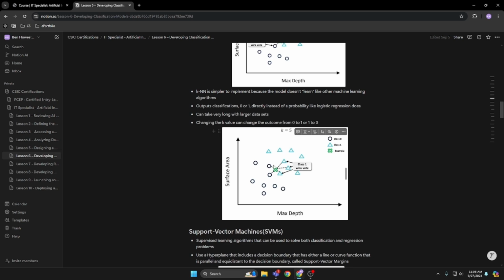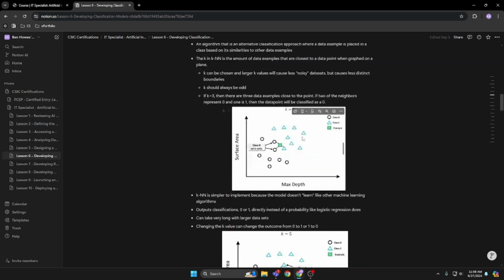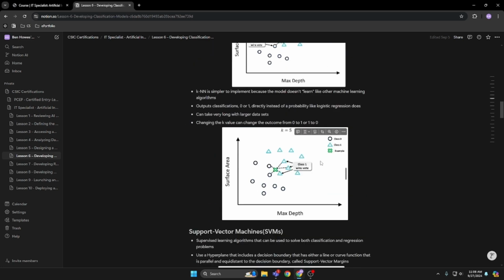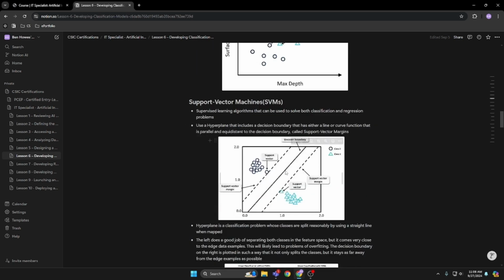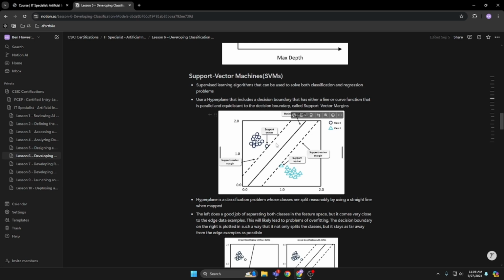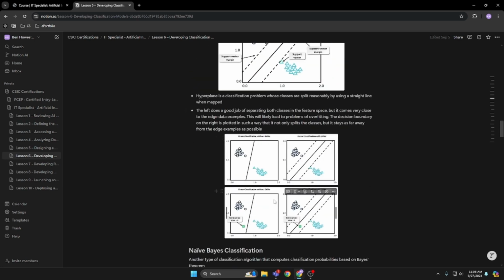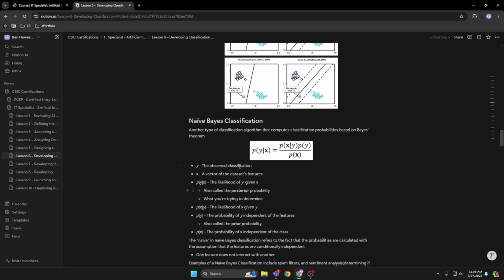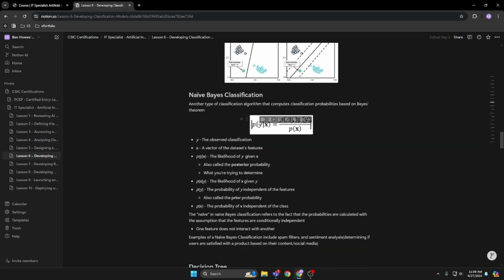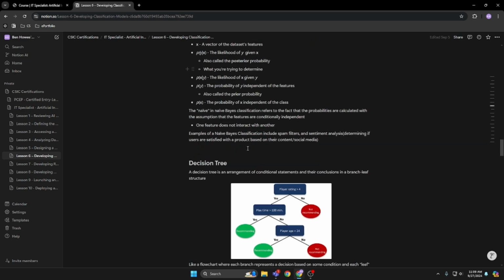So this one's 5, and it goes from being in the classification of 0 with 3 to a classification of 1 when it has 5. Support vector machines are a bit more complicated, pretty much drawing a line between groups or classes and making sure that line is put in an accurate spot. Naive Bayes classification is a more mathematical way of doing it, pretty much how to use that equation.